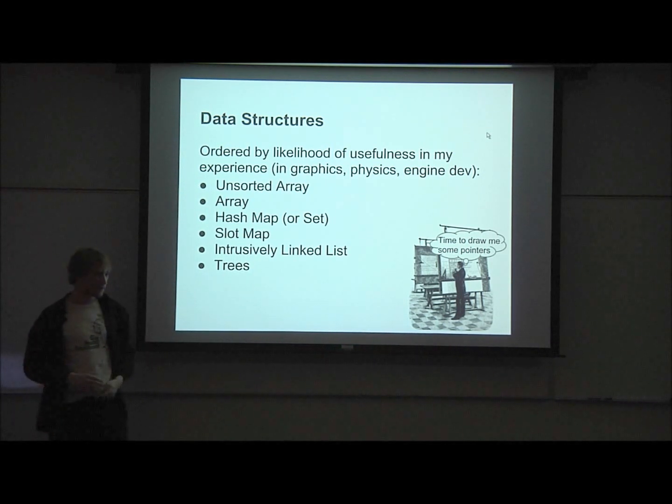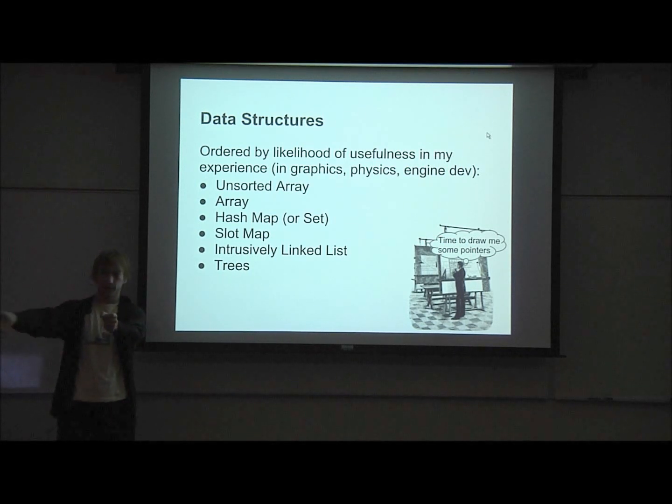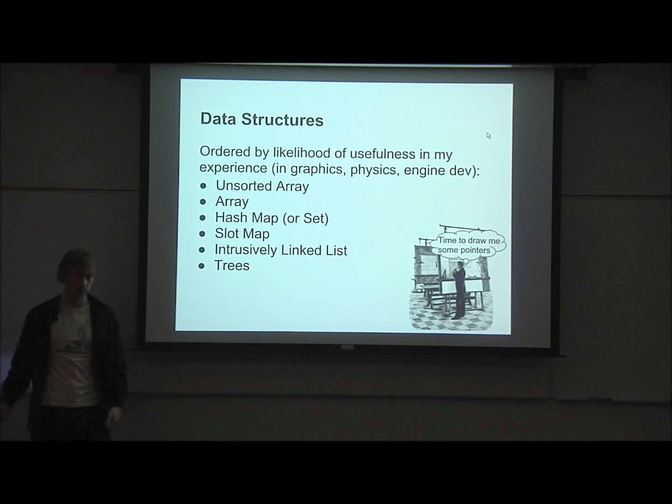Unsorted array. So that's an array, like you think about it, except there's no order to it. You don't care about the order of the things. So when you remove one, normally in an array you think you have to shift everything over to take its place. That's only if you care about the order. If you don't care about the order, you can just take the back one, move it, squash that, and then pop back. So you get a very fast removal. Then I have array. If I do care about order, I'll use the array.